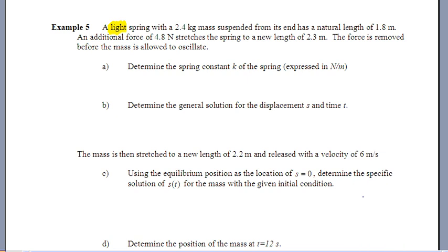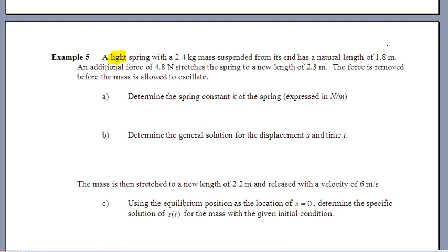So a light spring, 2.4 kilogram mass hanging on it, has a natural length of 1.8 meters. Okay, great. That's just hanging there. That would actually be where x was equal to 0. An additional force of 4.8 newtons stretches it to a new length of 2.3 meters. Okay, sounds like in this story we've had it grow by a change in x of 0.5 meters when we added that 4.8 newtons to it.